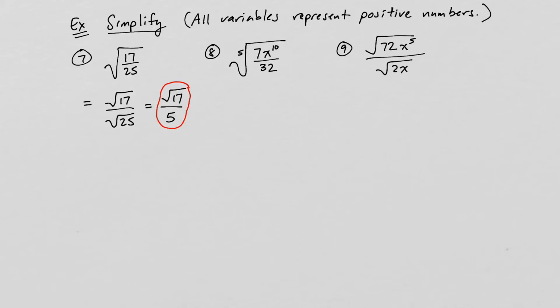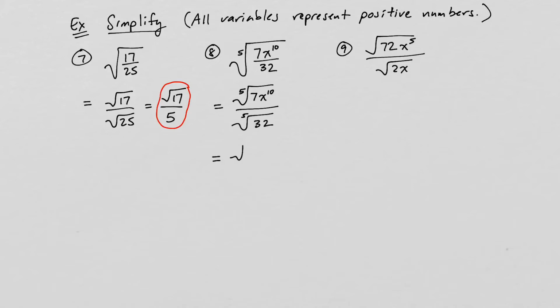So for our second problem, it's the same thing, but now we have a 5th root. So we can go ahead and take the 5th root of the numerator over the 5th root of the denominator. Now with 5th roots, it's always a little bit more challenging because we're not as familiar with 5th roots. But let me go ahead and break this down.